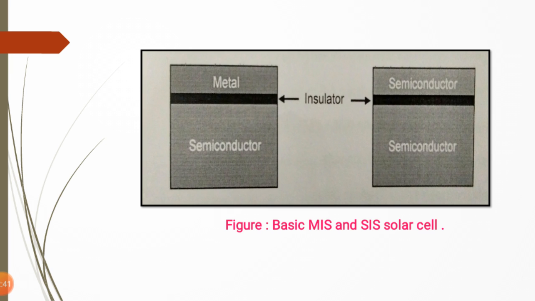This is the diagrammatic representation of the MIS and SIS solar cells. If we consider the first, the MIS, shown in the left hand figure, the black region is the insulator, and this insulator is sandwiched between the semiconductor and the metal, that is the MIS solar cell. And in the right hand diagram, the black region, that is the insulator, is sandwiched between two semiconductor materials. So there is a formation of the SIS solar cell, that is a semiconductor insulator semiconductor solar cell.